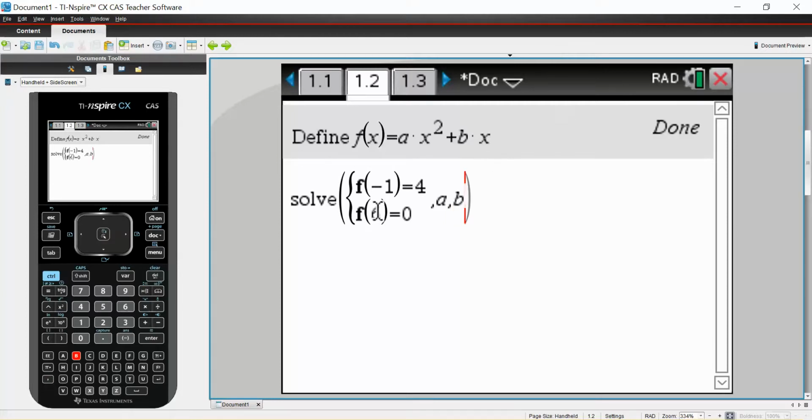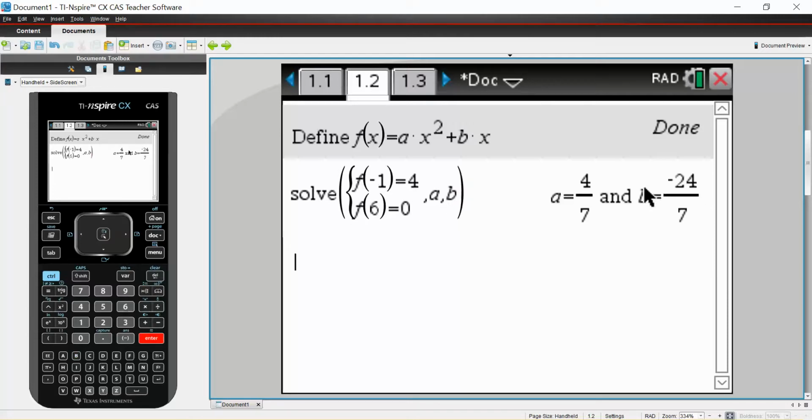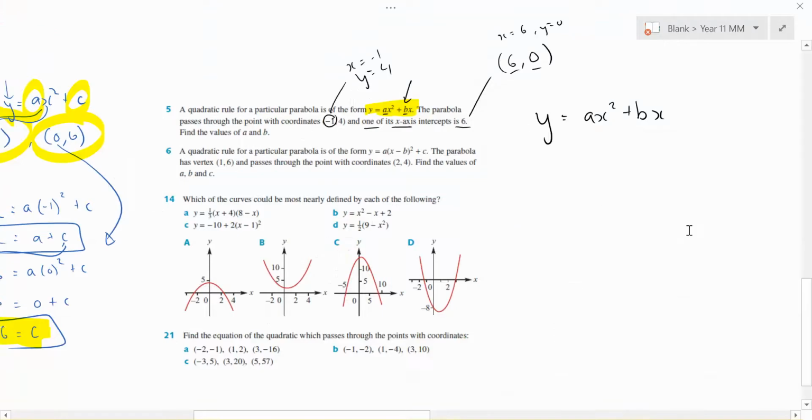When you sub in -1, y gets 4. And when x is 6, y gets 0. Solve for a and b. So this is my answer here. It should be 4/7 and -24/7. Let's see if I can do this by hand and see if it's the same.